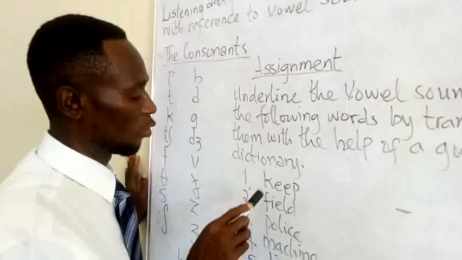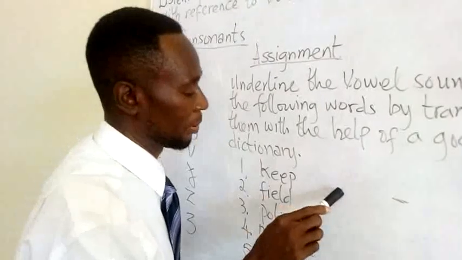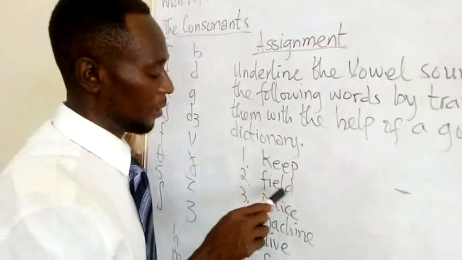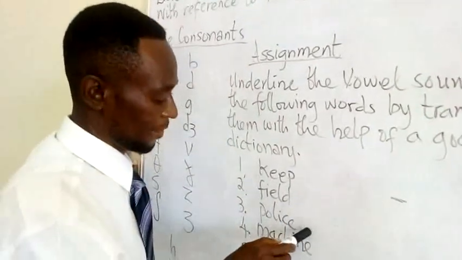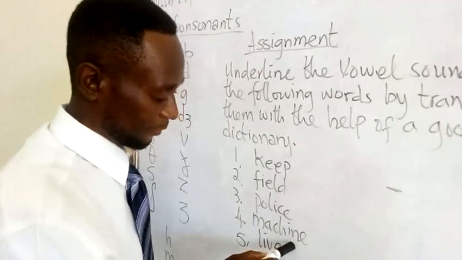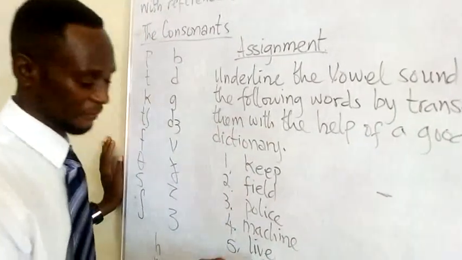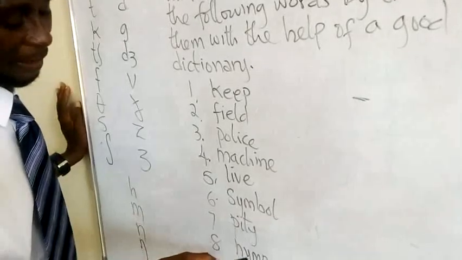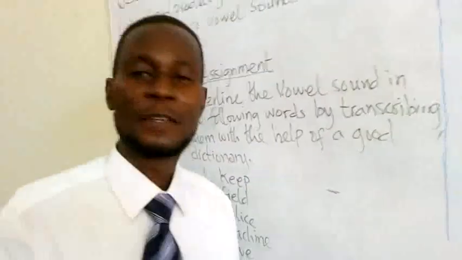So let me go through them again to give you the last exposure. Say keep. Is it long or short? Field. Is it long or short? Police. Is it long or short? Machine. Is it long or short? Leave. Symbol. Pity. Him. That is it. So you are to indicate all those ones.